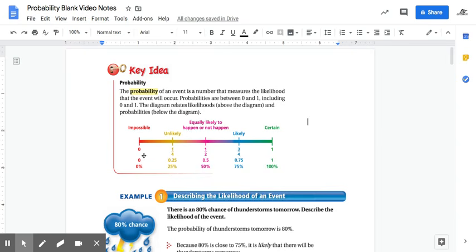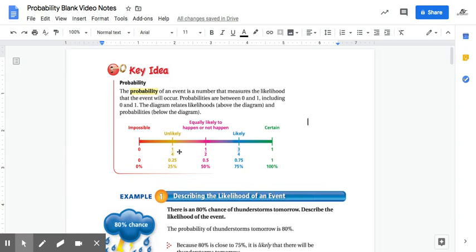If a probability is 0, that means the likelihood of the event occurring is 0, so it is impossible. If your probability is 1, that means the likelihood of that occurring is certain. It is definitely going to happen. So 0 is impossible, 1 is certain. Now, there are all different probabilities in between 0 and 1.